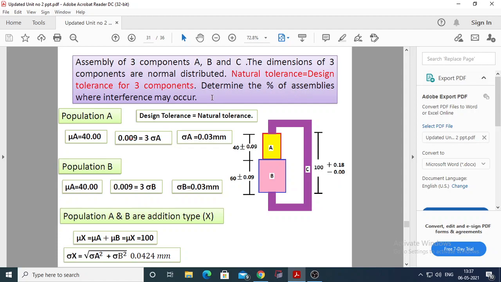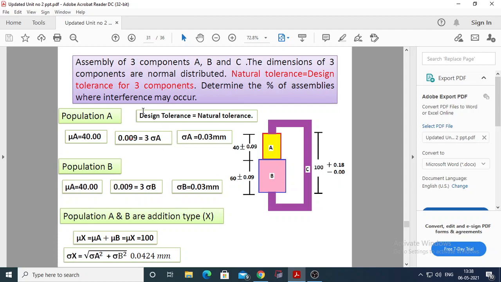Determine the percentage of assemblies where interference may occur. How do we calculate it? First, write the given data. There are three populations. I will name them population A, population B, and the third, population C, which is the addition of populations A and B. One by one, we'll find the required values for populations A, B, and C respectively.